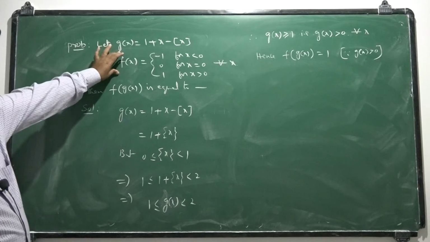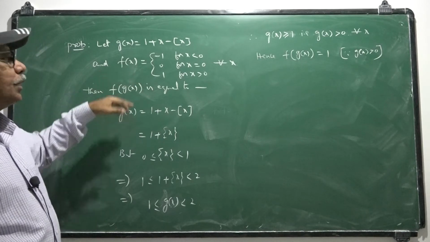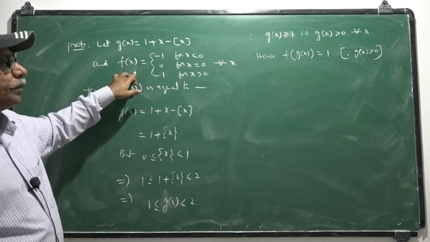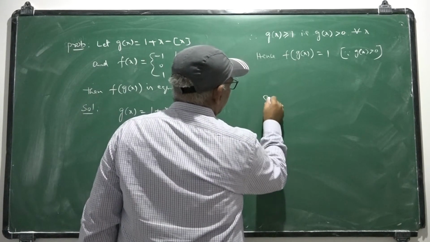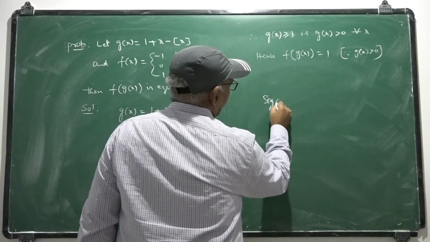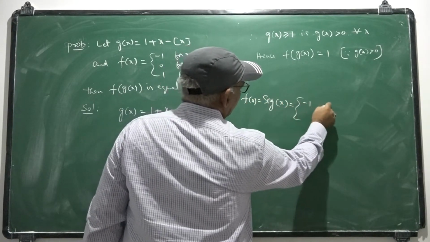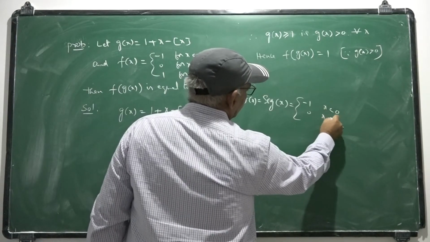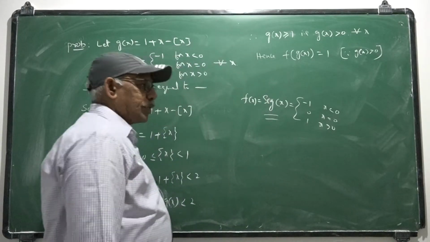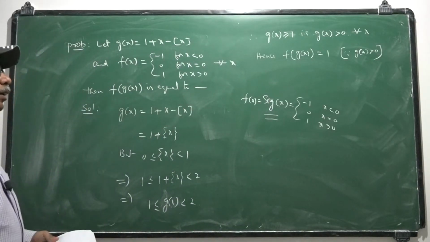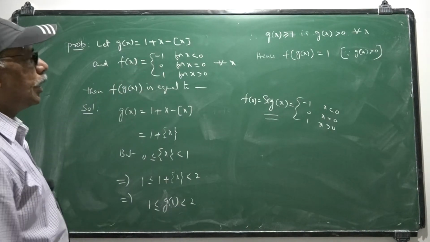Here f is the signum function. Signum of x is -1 for x negative, 0 for x equal to 0, and 1 for x greater than 0. F is defined as the signum function. And since g of x is positive, it is clearly 1.